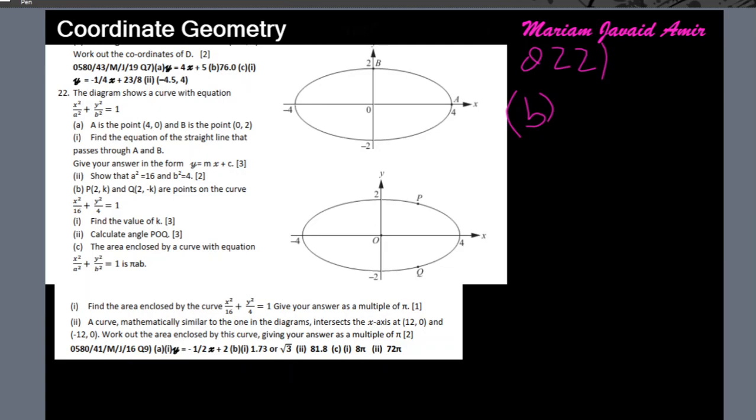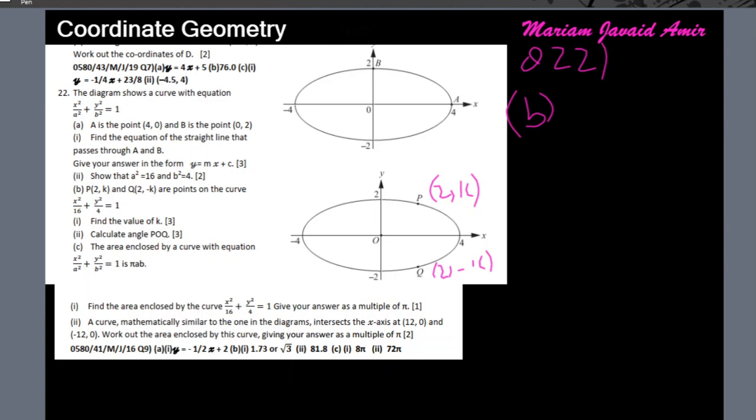Alright, now we're going to do part B, which is p is 2 comma k and q is 2 comma minus k. So this is 2 comma k and 2 comma minus k. Are the points on the curve? Find the value of k. So to find k, we can simply substitute these values in the equation.